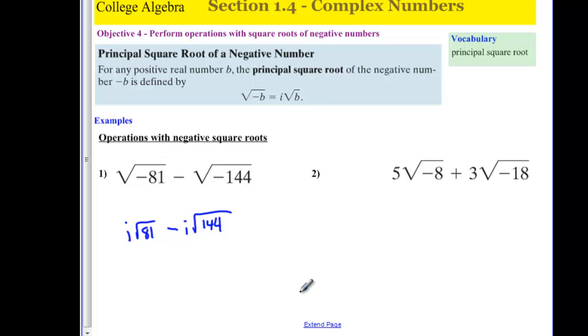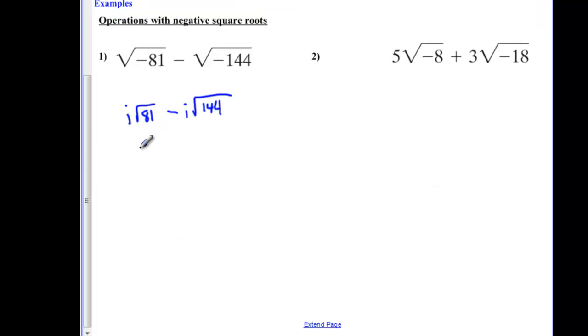So the square root of 81 is what? Yeah, so if I pull that out, then I've got 9i minus square root of 144. So 9i minus 12i gives us what? Yeah, so negative 3i. Is that okay? Yeah? All right, try number 2. It's a little trickier. Okay.